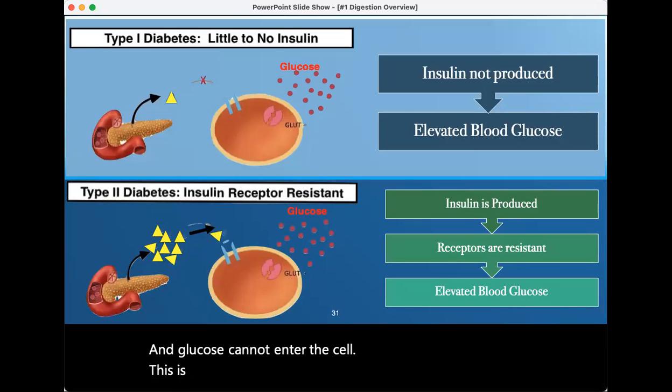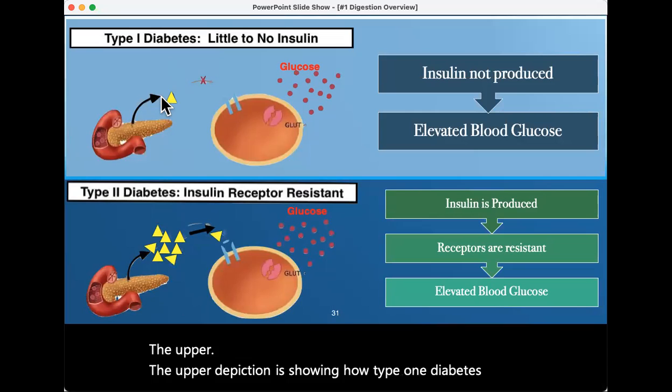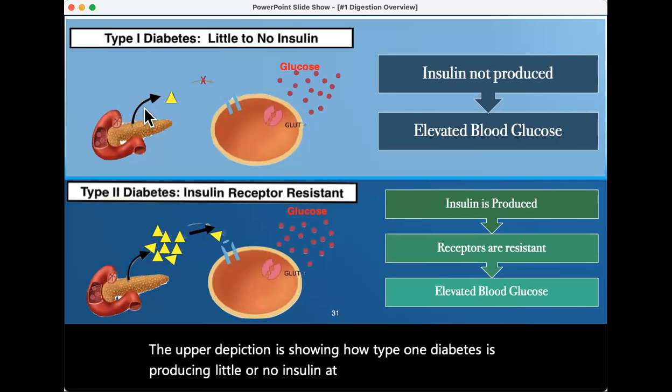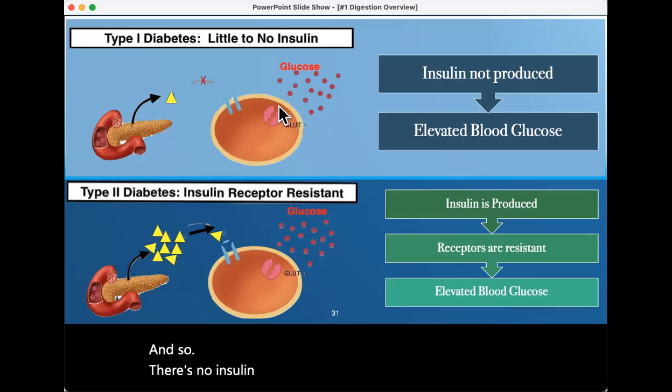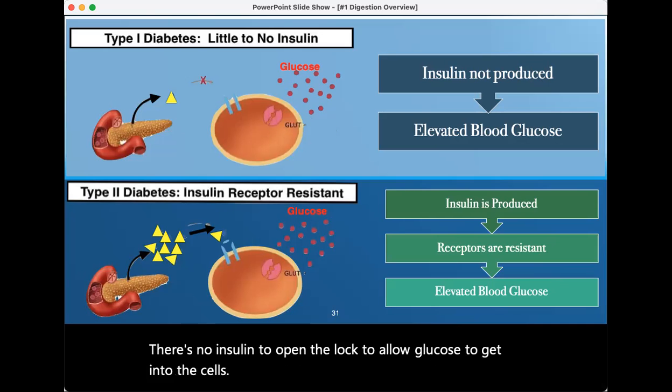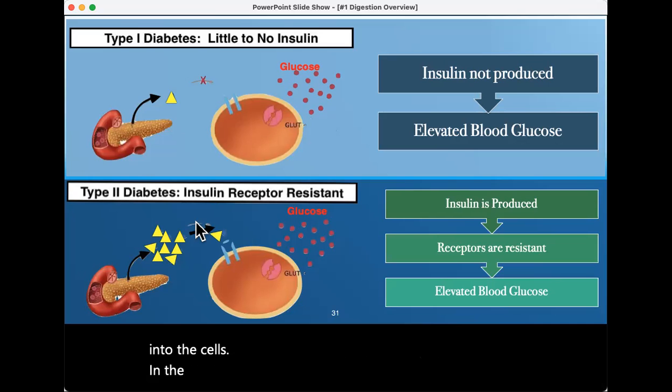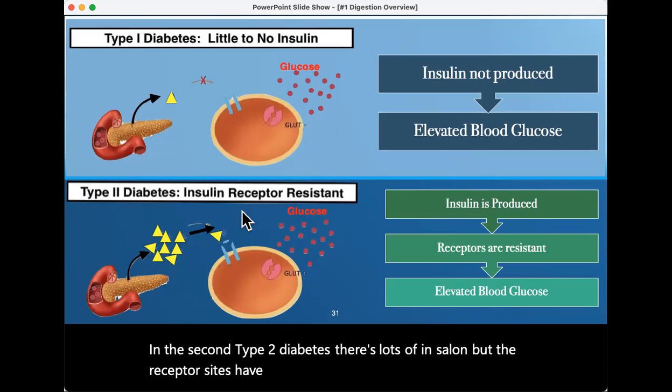This is a depiction showing both types of diabetes. The upper depiction is showing how type 1 diabetes is producing little or no insulin at all. The pancreas is pretty much shut down, and so there's no insulin to open the lock to allow glucose to get into the cells. In type 2 diabetes, there's lots of insulin, but the receptor sites have become resistant.